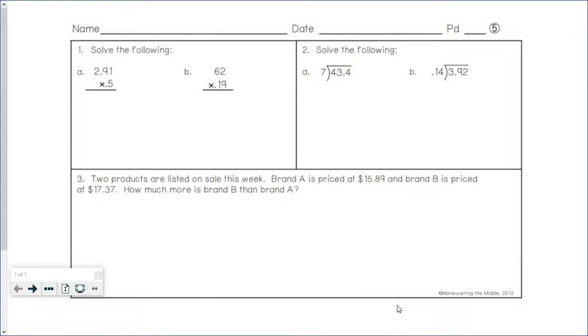All right, we're going to go over warm-up number 5, which you should have done today, which is Friday, September 11th. So let's quickly start with the first one here. Solve the following. Letter A, 2.91 times 0.5.